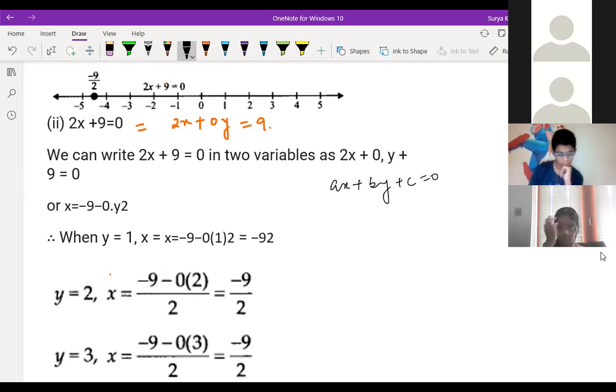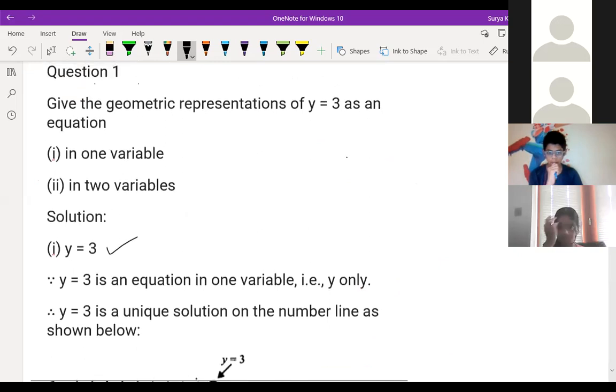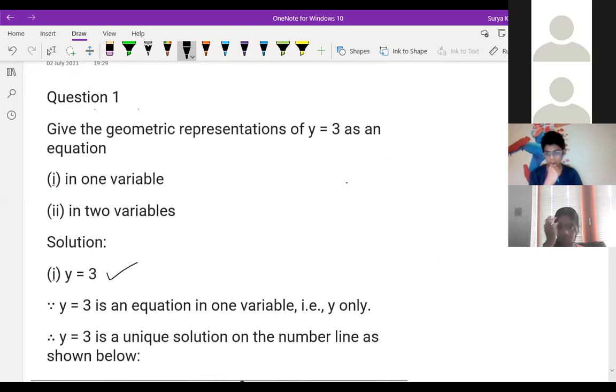Sir, I did not understand that. Give the geometric representation of y is equal to 3. Now you are having doubt in the mic or what? After a long time, sir, you asked. I do not have doubt in the representation in the graph, but I have doubt in that first question, sir, in one variable and in two variables.